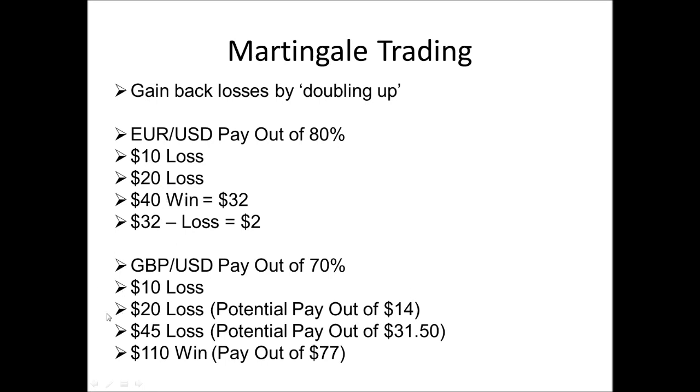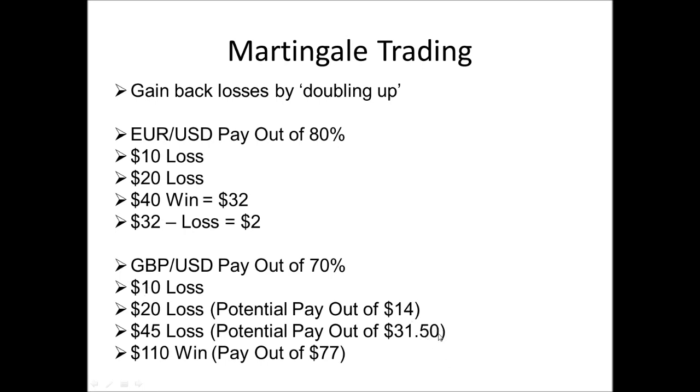In this pound against the US dollar example down the bottom, this is a lot more realistic and will explain things clearer. So our payout is 70%. We make a trade at $10 and it's a loss. We make a second trade at $20 and it's also a loss. This $20 trade gives us a payout of $14, which covers our $10 loss and gives us a $4 profit. Our third trade needs to be at $45, so that's more than double the 20, which will give us a potential payout of $31.50. That will cover the $30 loss from the 10 and 20 and give us a profit of $1.50.